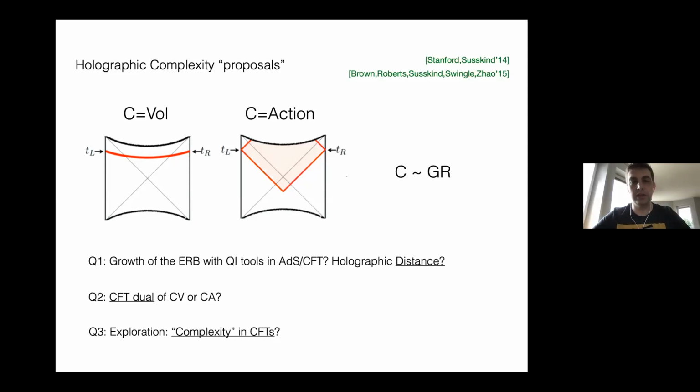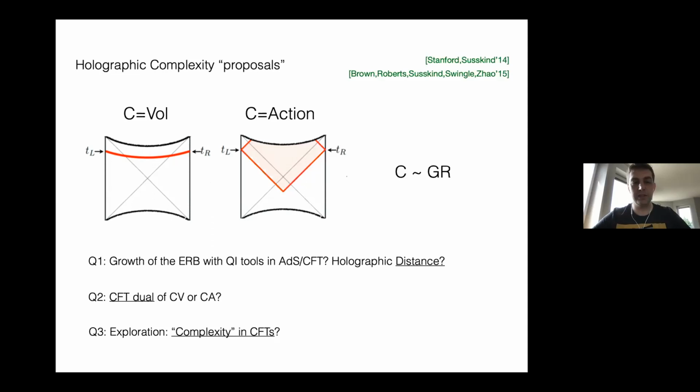And this actually should be developed better, because I think at present we don't really have such a distance that could be used in this computation of time-evolved Einstein-Rosen or time-evolved thermofield double state. The second question is as follows: given these two interesting proposals, volume and action, we might ask, what is the CFT dual of these gravity quantities?